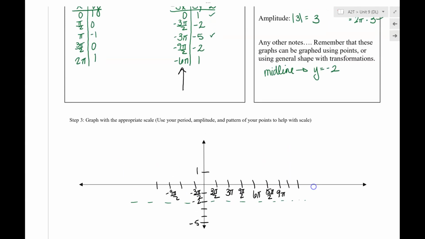And let's graph. So (0, 1). And then (-3 pi over 2, -2). And (-3 pi, -5). And (-9 pi over 2, -2). And (-6 pi, 1). Go ahead and recreate that on the positive side because the pattern doesn't change. It's bouncing back and forth from the midline. And then you can draw in your curve.